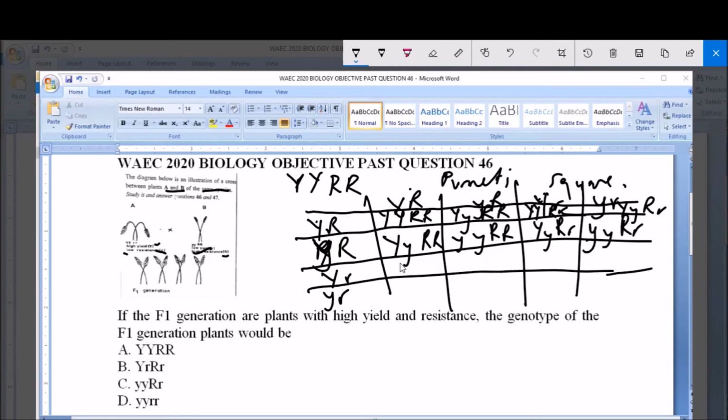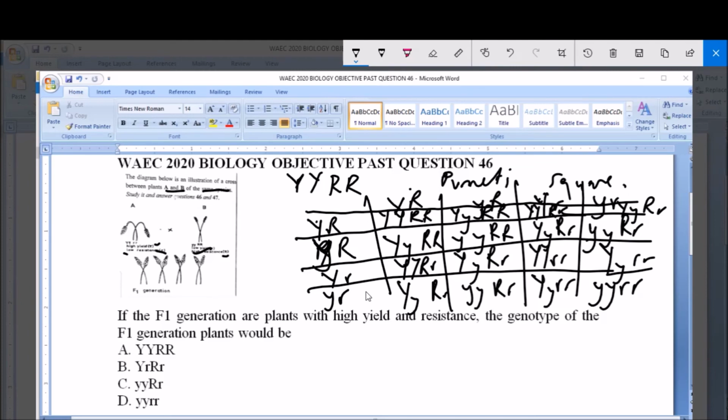Here you have capital Y, capital R, small r. Here you have capital Y, capital R, small r, small y, capital R, small r, capital Y, small r, small r. And lastly, here you have capital Y, capital R, small y, capital R, small r. Here you have capital Y, small r, and here you have small y, small r.